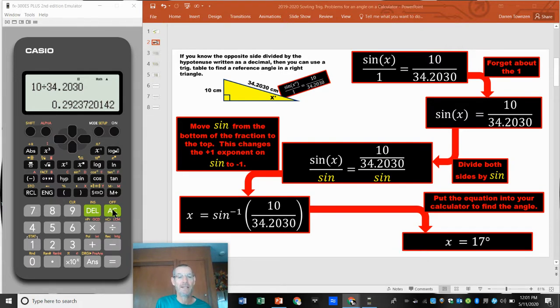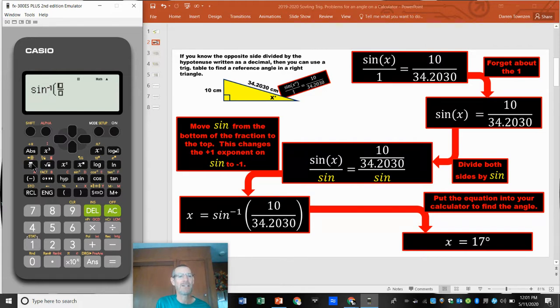So we're going to press clear. And instead of just hitting the sine button like we normally would, we're going to hit shift and then sine. And notice now, instead of having sine on the screen, we have what's referred to, or what we call, the inverse sine on the screen.